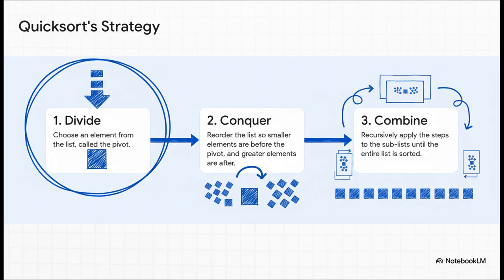So here's how quicksort uses divide and conquer in 3 steps. First, you divide. You pick an element from the list, which we'll call the pivot. Second, you conquer. You rearrange the entire list so that everything smaller than the pivot is on one side and everything bigger is on the other. And third, you combine. And this is the magic part. You recursively do the exact same thing to those 2 smaller sublists, and you keep going until everything is perfectly sorted. And check out the Python code for this.